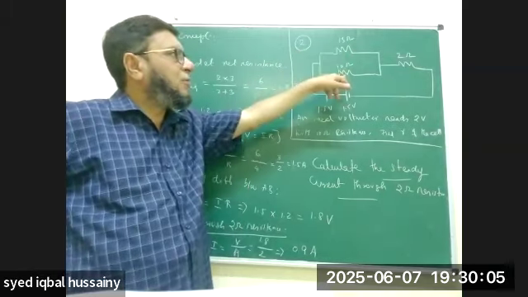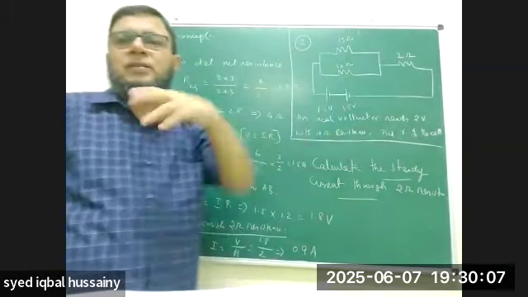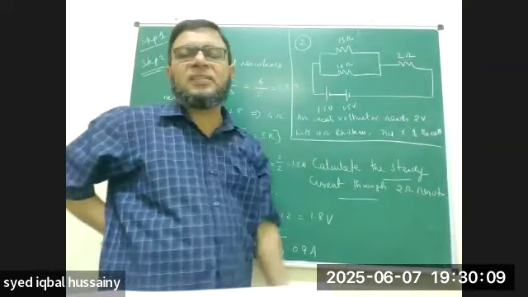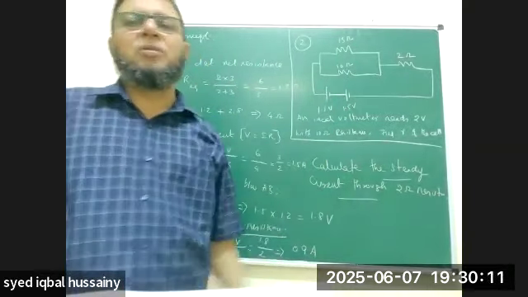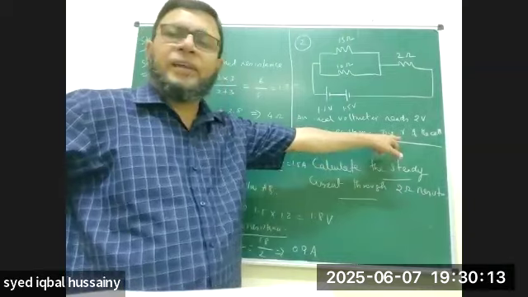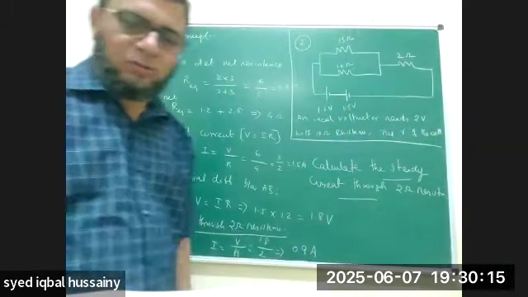And here it is 15 ohms, here it is 10 ohms, here it is 2 ohms. So they are asking what is the internal resistance of the cell? Find the internal resistance of the cell. First, you note down the question.